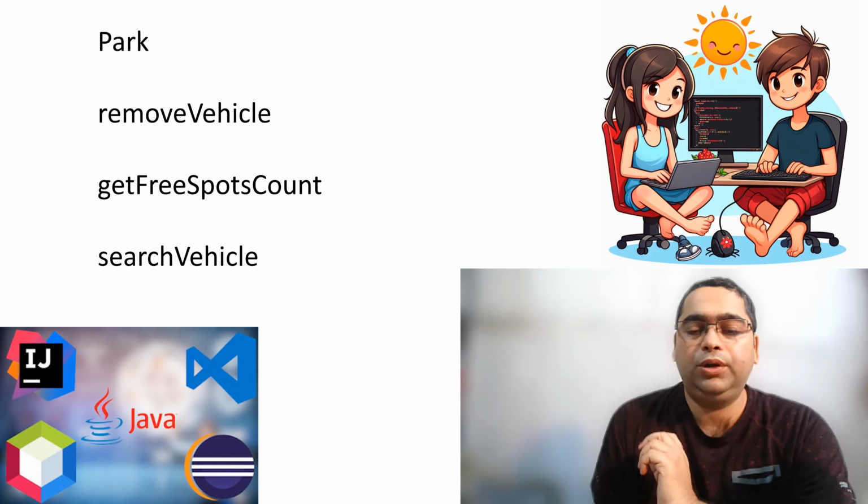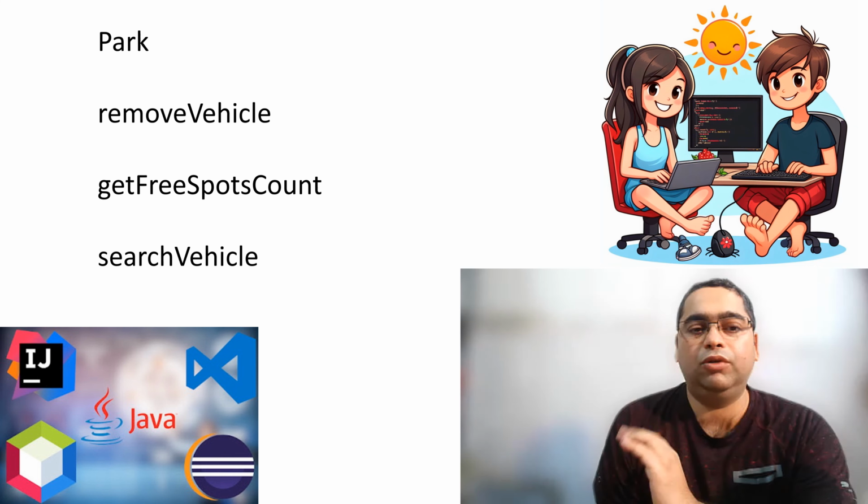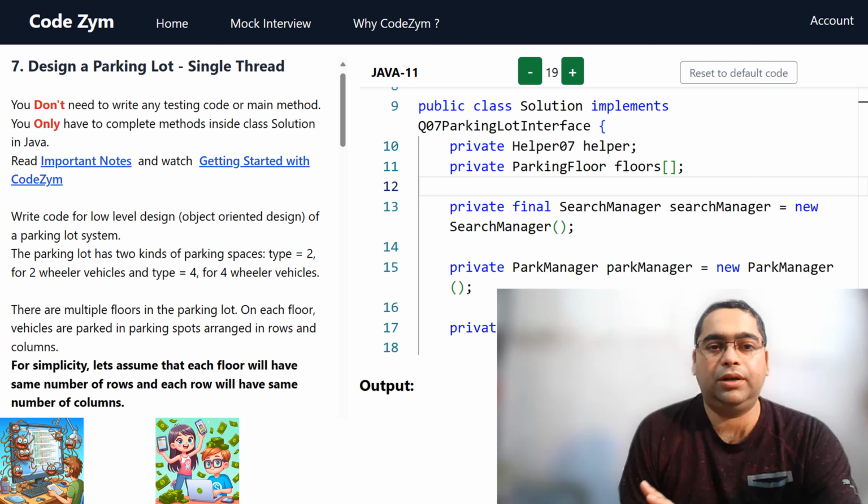So what we are going to do is we will go through the problem statement, then we'll break the problem into multiple classes. And after that, we will discuss what design pattern would be suitable for solving this use case. And after that, we are going to write our code in Java. And finally, we are going to test our Java code in the CodeZym editor.